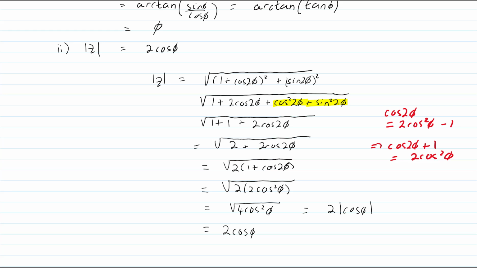2 cos theta, and we know that because theta, we're told, is less than pi over 2 and bigger than negative pi over 2. So cos theta is always going to be positive on that domain, in quadrants 1 and 4. Okay, so we have shown then that the modulus of z is equal to 2 cos theta.